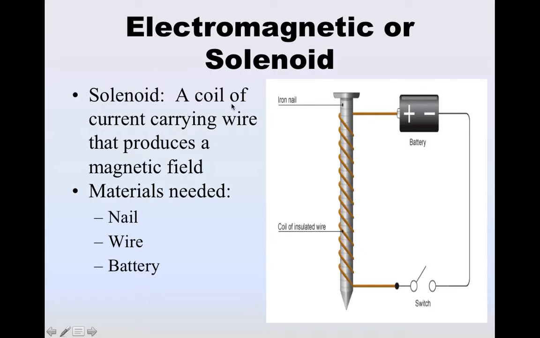All you need is a coil of wire, as seen on this nail, and you wrap it around the nail. The tighter the wounds, the better. And we're going to find out that as we increase the number of coils, the strength of it becoming magnetic increases. I can pick up more paper clips. So all you need for an electromagnet is a nail, wire, and a battery or power source.